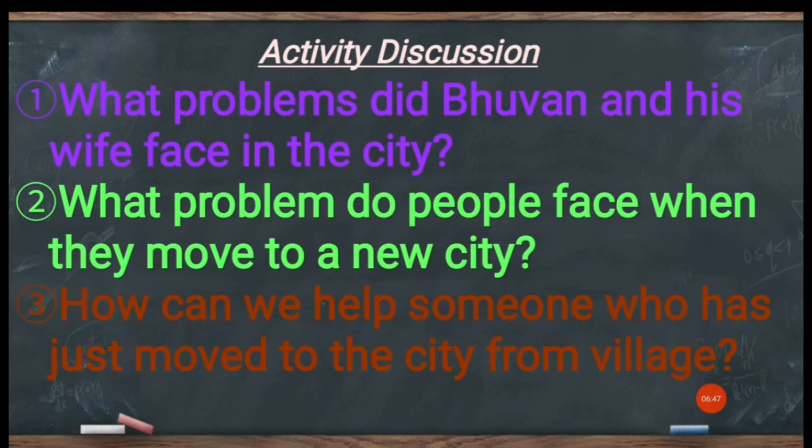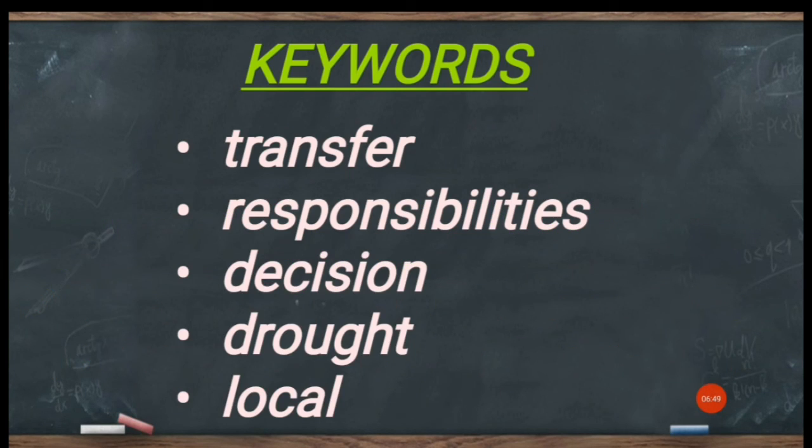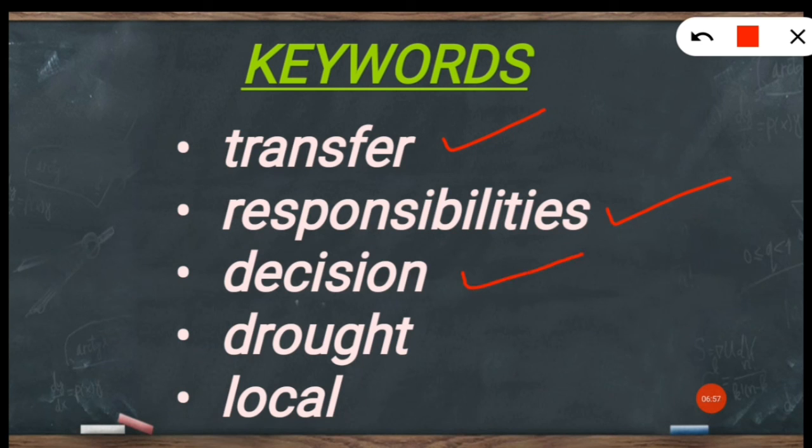I hope this is clear to you all. So here are a few keywords related to this chapter. The first ones are transfer, responsibilities, decision, drought, local.